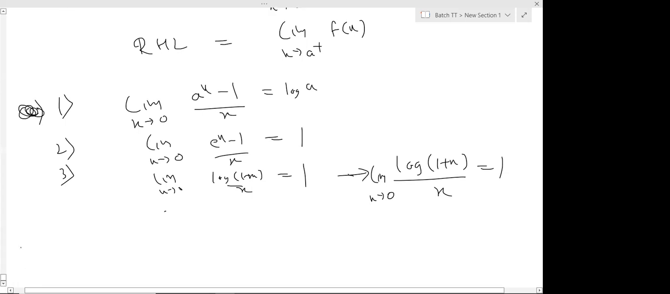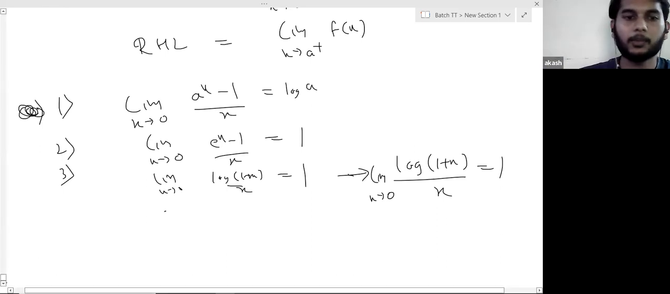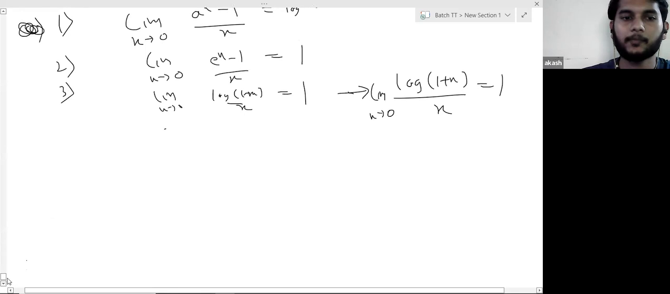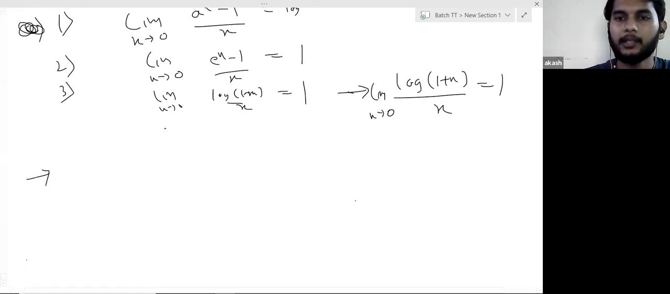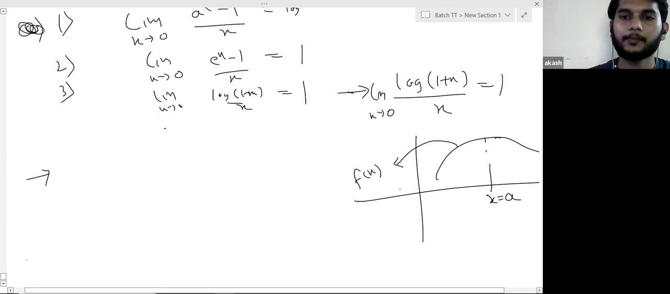In the last classes we did limits, all the standard formulas, and we understood what a limit is. So what is a limit? To find the neighborhood values. If x equals a, then what would be the value of the function f of x when we approach the value a? Approach means coming from the right side and the left side.